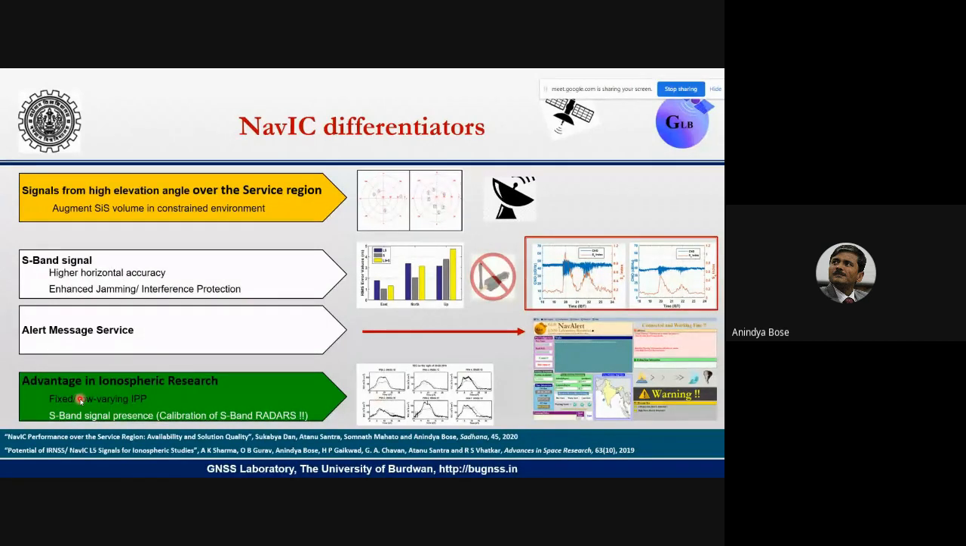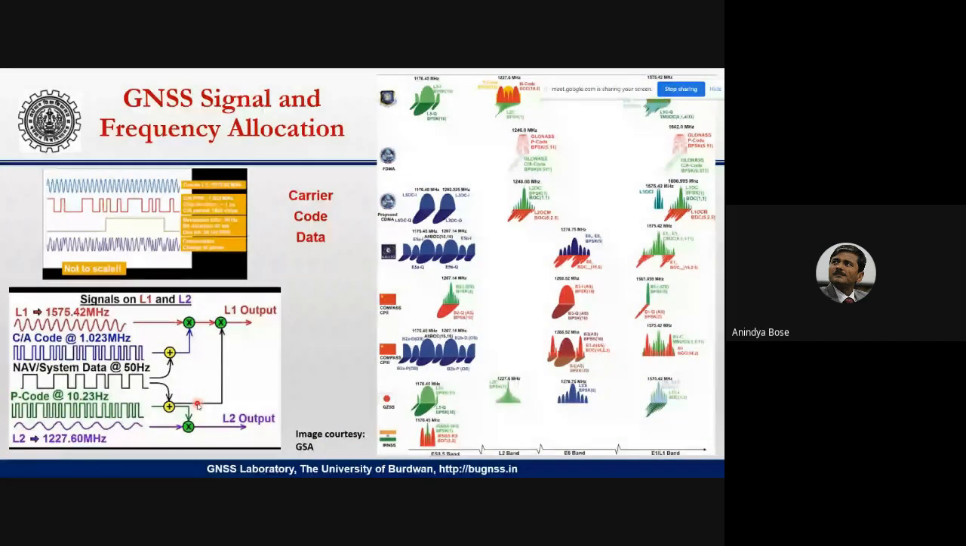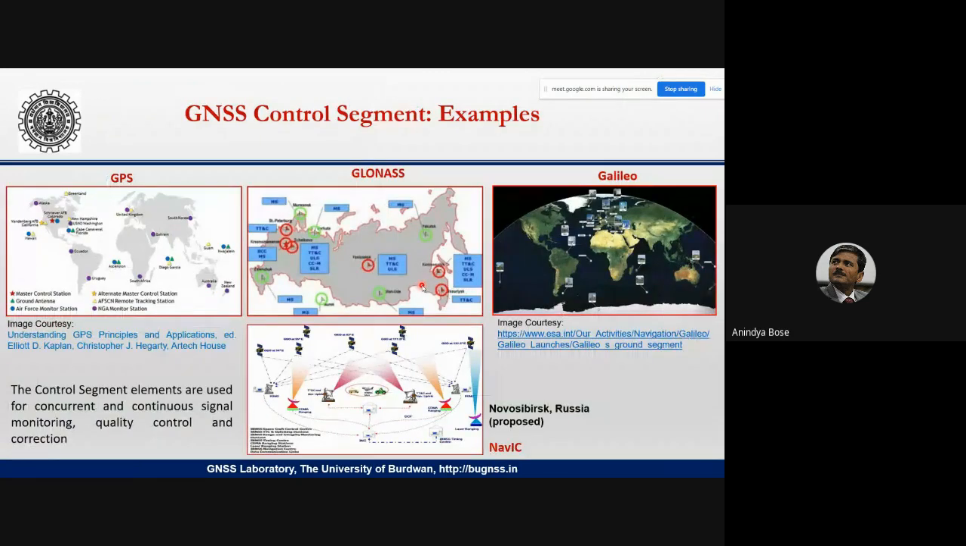And fourthly, advantages in atmospheric research. Two very eminent experts in the field, Dr. Dashora and Dr. Dash from IIT Indore, will be talking on this one. They are the best persons to talk about it. As for GNSS signal and frequency allocation, for the time being I will not go into detail because this is not required at this point. Afterwards, as time requires, we will discuss this.